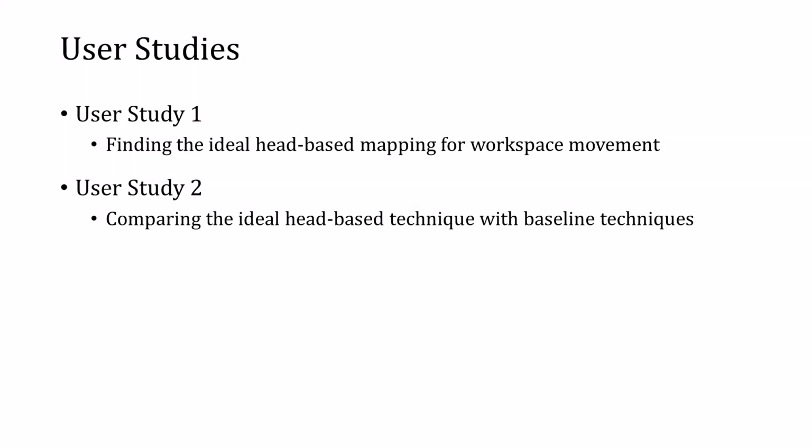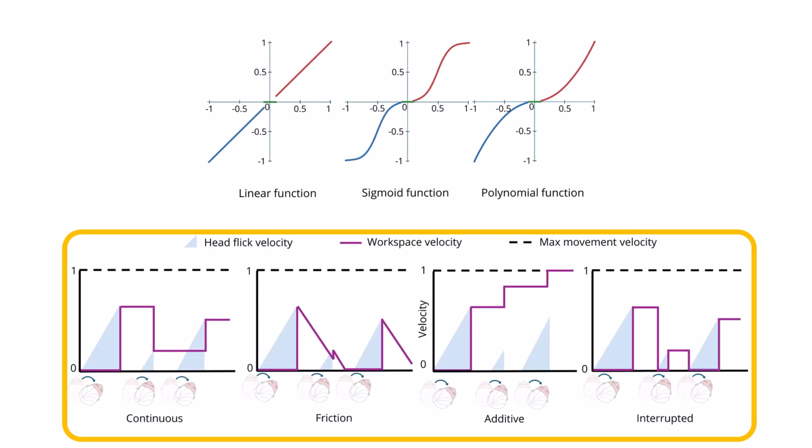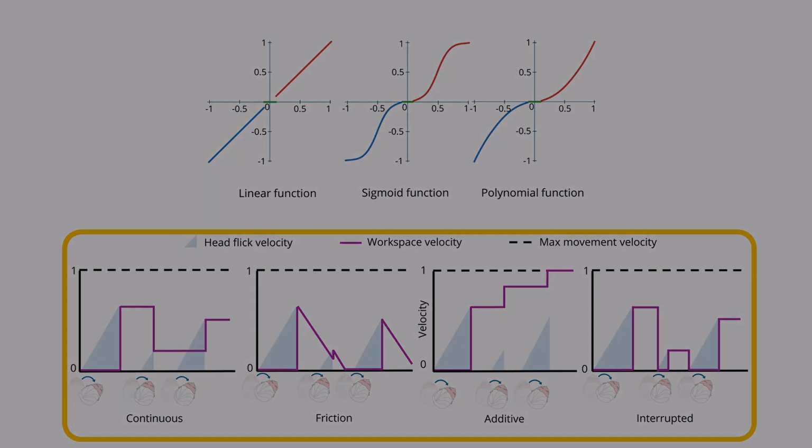Through a user study, we explore 3 rate control functions: linear, sigmoid, and polynomial, and 4 zone control functions: continuous, friction, additive, and interrupted, for head-based viewport manipulation.